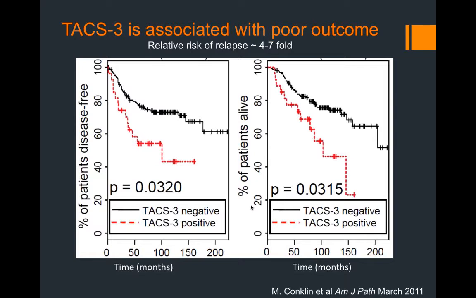By correlating, putting the patients in the TACS3 category, we found that patients that had TACS3 had a significant decrease in the amount of disease-free time, as well as an increased amount of death. So TACS3 was associated with a poor patient outcome, and there was an increased relative risk of relapse from 4 to 7-fold, just from having this second harmonic generation TACS3 signature alone. So that was really interesting to us.